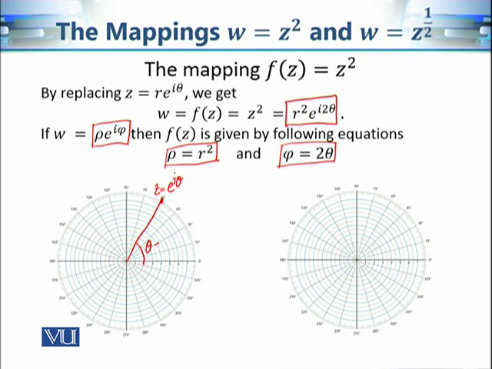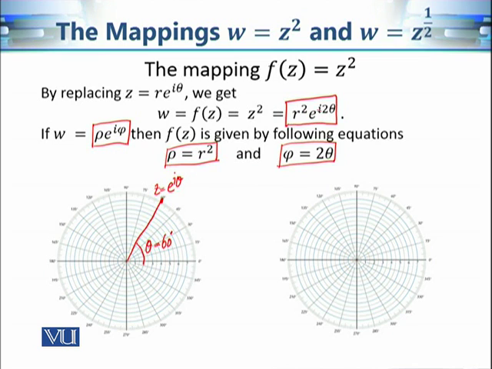And in particular, this value of theta is 60 degrees. So r is equal to 1. So it will be mapped to a complex number in the w plane where this modulus is 1. Now what will happen with the argument?